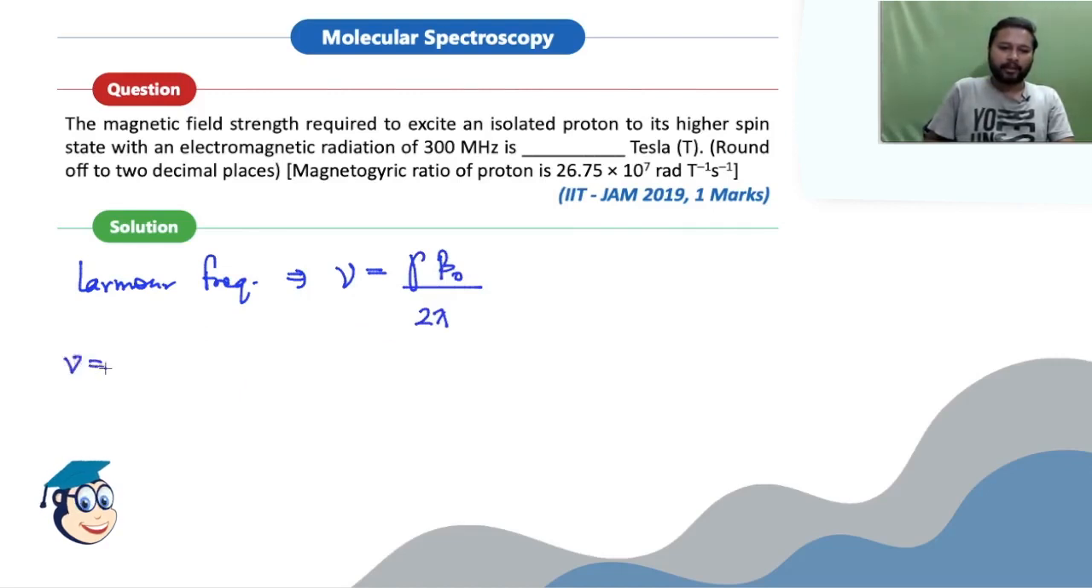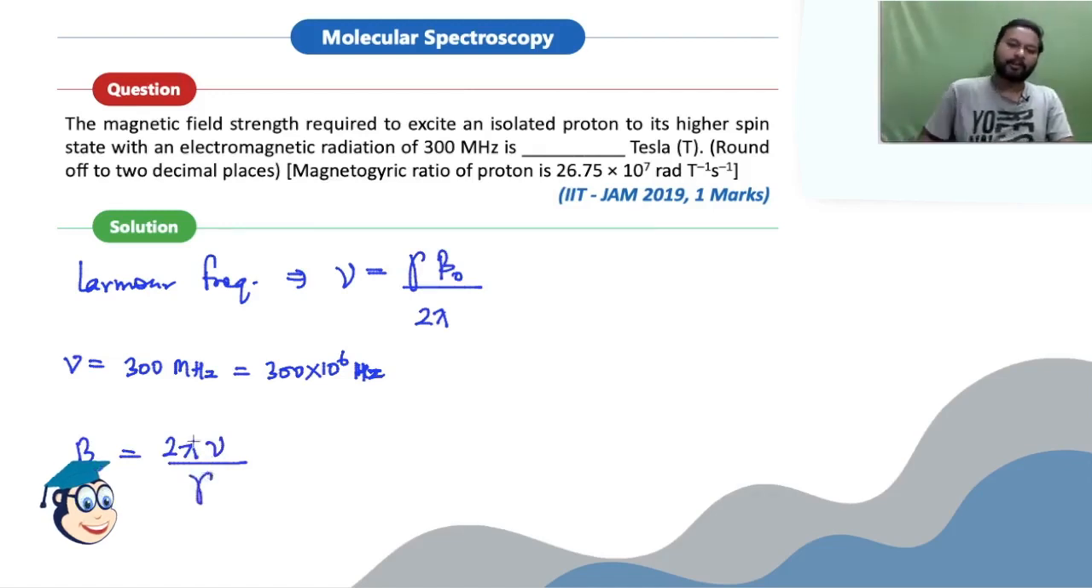Let me just write down the value. So frequency is given to us as 300 megahertz, or you can write that as 300 into 10 to the power 6 hertz, that is the value of your frequency given. And you have to just calculate B naught, so your B naught will be equal to 2 pi nu divided by gamma, so just put all the values over here.